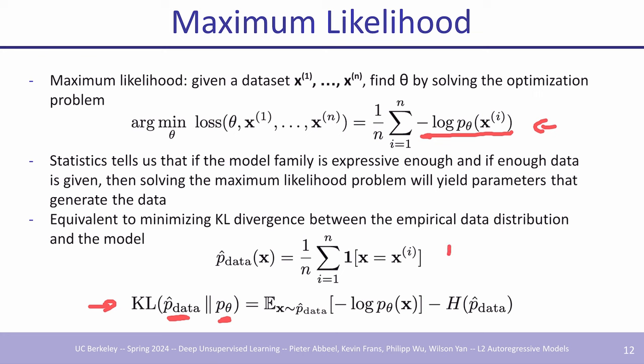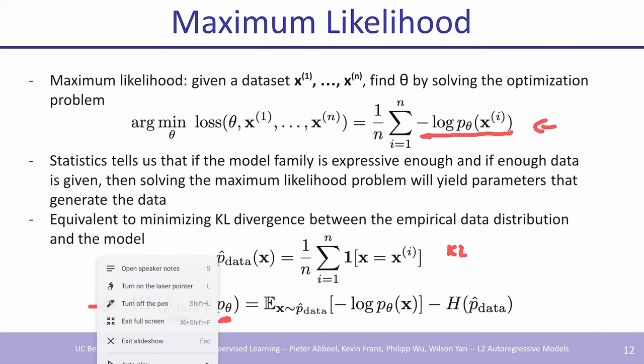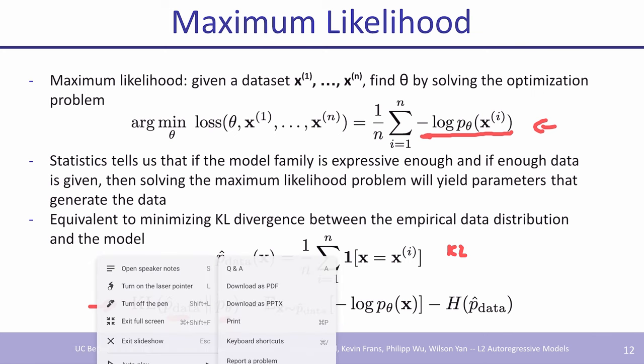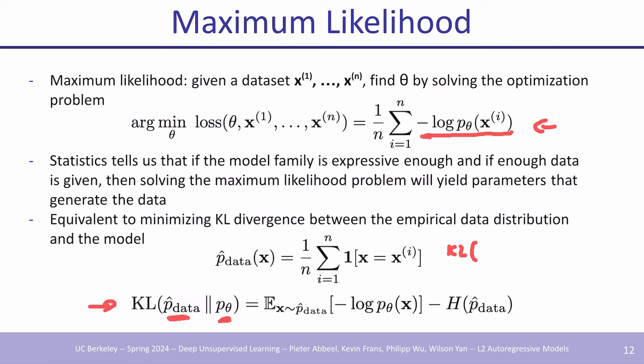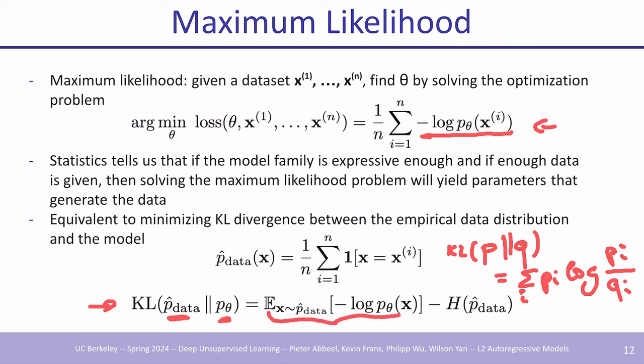Essentially, let me just write it out. KL between two distributions, let's say P and Q, and let's say it's discrete, is the sum over i of P_i log P_i over Q_i. And so what's done here is essentially this first term here is this part, the bottom part, negative cross entropy, P log Q. And then the entropy corresponds to the top part. And that's actually the negative entropy. That's why I need to put a negative in front of the H, negative entropy.